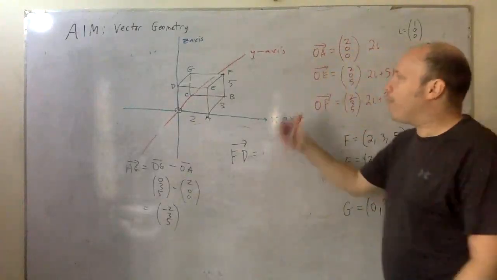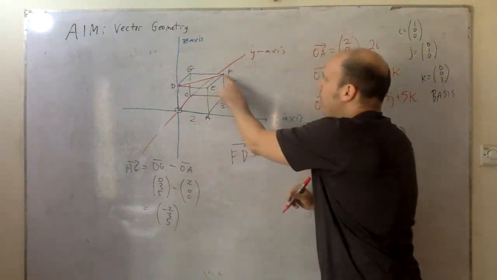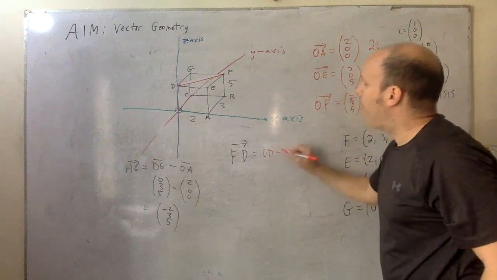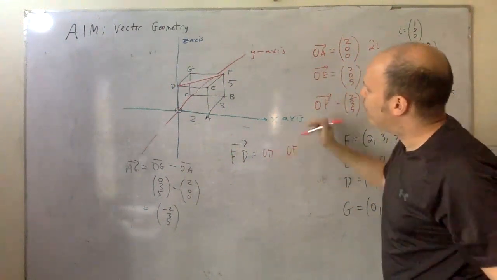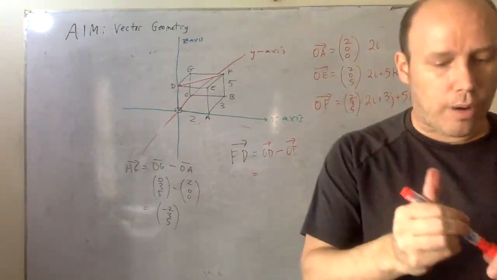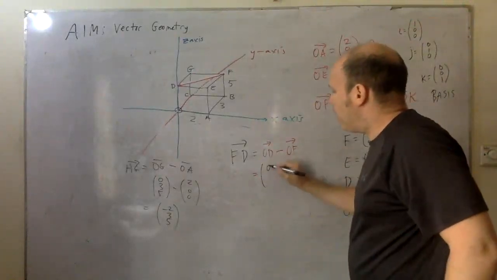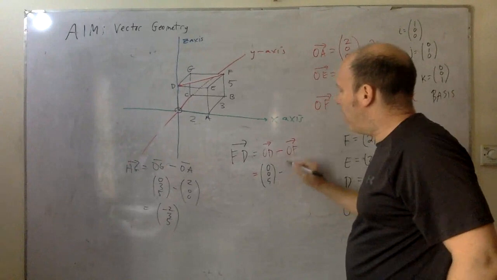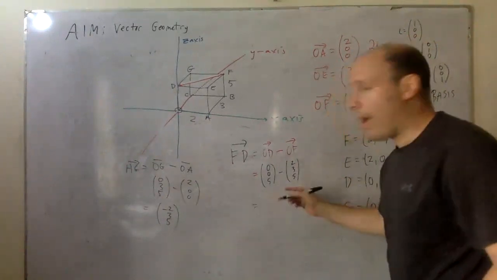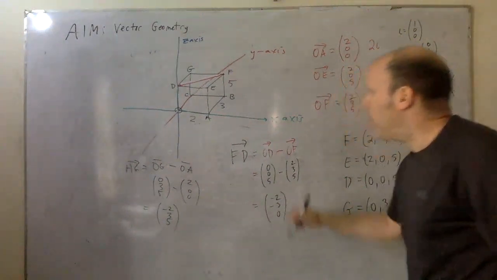Okay, so we want F to D. We want to start at F and end up at D. So F is the tail, D is the tip. So it's OD minus OF. Let me get my black pen. What is OD? OD was 0, 0, 5. OF was 2, 3, 5. So algebraically, it's -2, -3, 0.